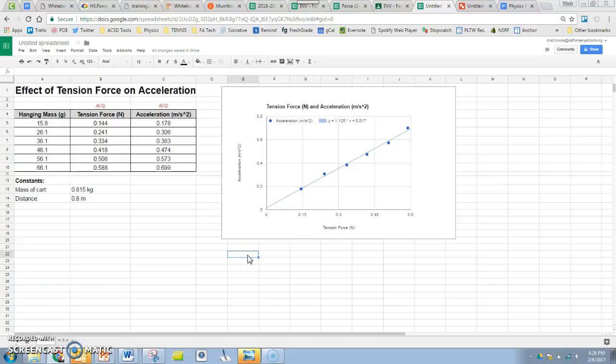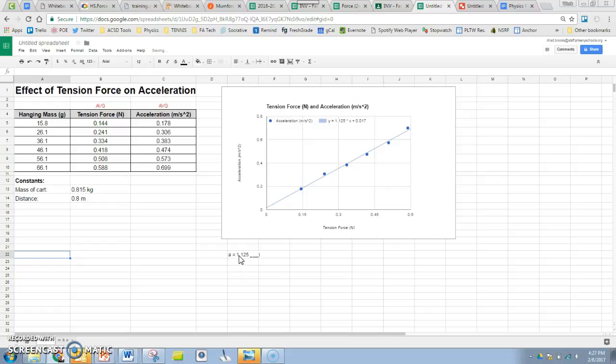All right, so now I'm going to write the mathematical model that represents our data set. So I'm going to start with this. I'm simply going to replace the y with the y values. That's acceleration. Acceleration is our y values. The slope is 1.125. I don't know the units yet. I'm going to come back to that in just a second. That's going to be pretty important to us. So I'm going to leave a spot for that.